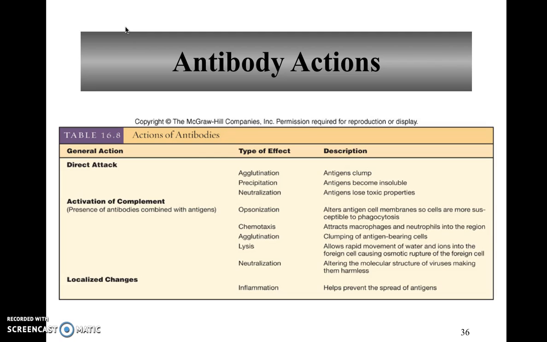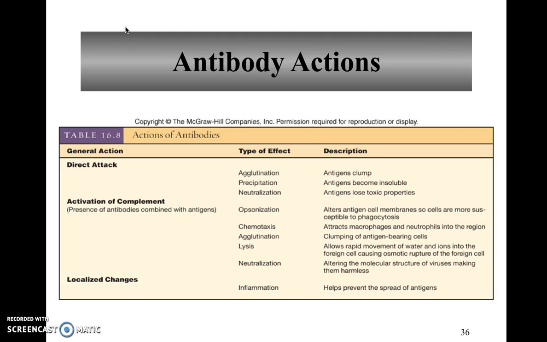Complement, where you have antibodies and antigens combined together, activating complement. There are various effects that are involved in that. Opsonization, where the cell membrane becomes more susceptible to being engulfed by the macrophages and other phagocytic cells. Chemotaxis, which means attracting the macrophages and neutrophils, the phagocytic cells, to the site of infection. Agglutination, which we've talked about already. Lysis, where complement pokes holes in the foreign cell, causing the cell membrane to rupture and destroying the cell.